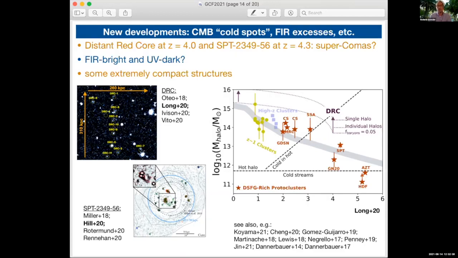And I also appreciate that some of the authors have started to make figures like the one shown here on the right from Long et al. 2020, where an initial attempt is being made to put the different structures in perspective and compare this to different accretion regimes we may expect as a function of mass and redshift.